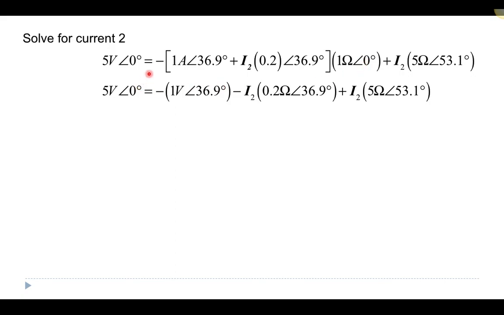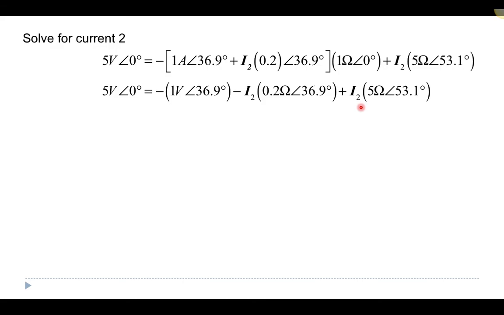And then there is an overall minus sign out front, right? So that's where this minus sign comes from. And then I have I2, 0.2 times 1 is going to give me a 0.2. Same thing with the angles, I get 36.9. This minus sign, again, factors through and I get a minus here. And then I have plus my last term.